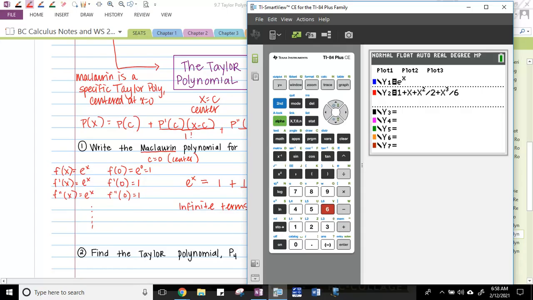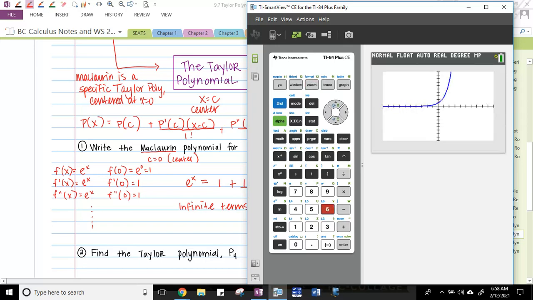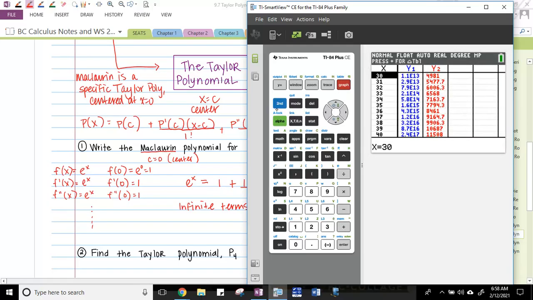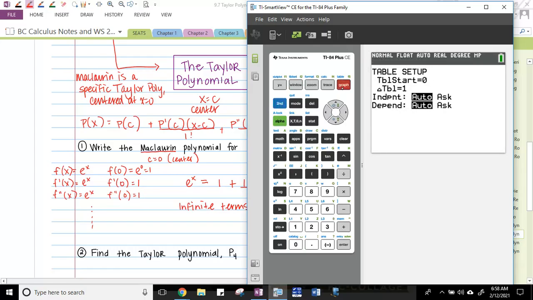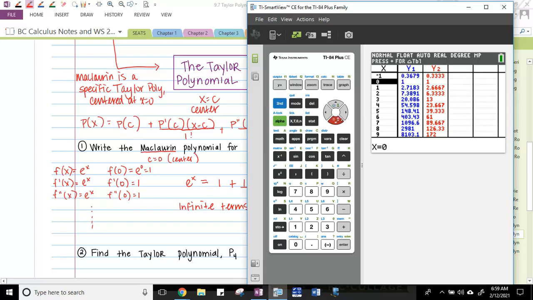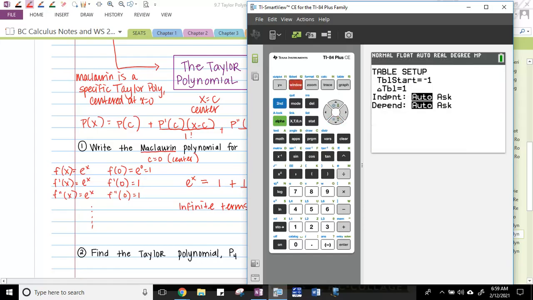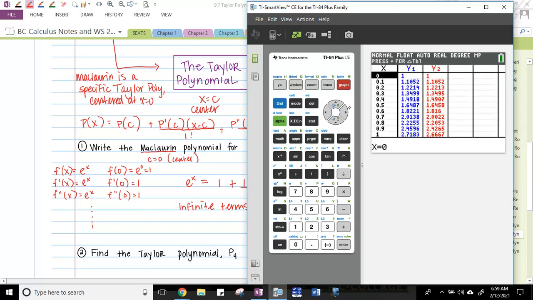Let's see how closely these two graphs match around 0. To get it around 0, I'm going to zoom 6 to get back to a standard window. There's e to the x. So see how at 0 they're the same. And then let's go to the table at 0. So they're exactly the same at 0. And then they stray a little bit. They're kind of close, right? And then the further you get from 0, the further they stray. Now, if I change my table set, let's count by 0.1s. Sorry. You can see things are a lot more closely aligned, instead of jumping by 1 unit.